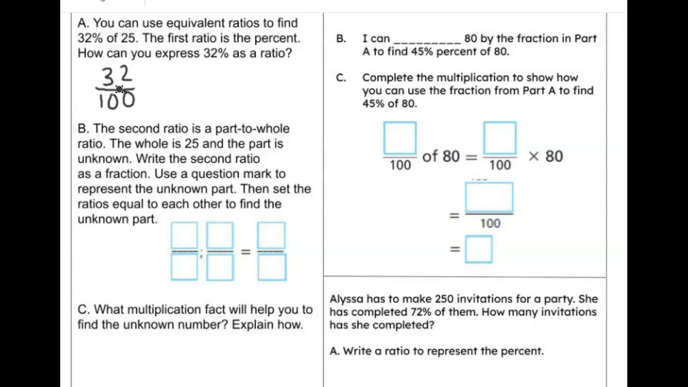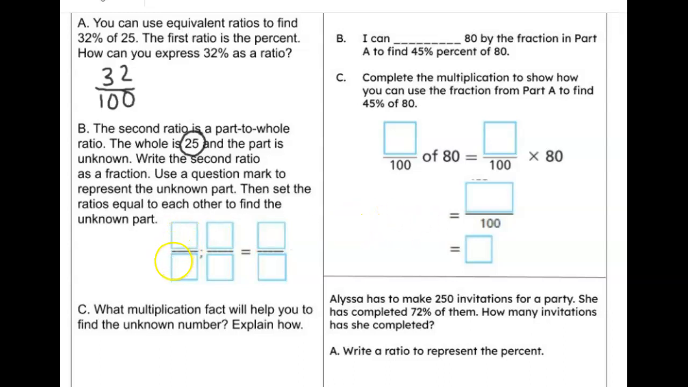The second ratio is a part to whole ratio. The whole is 25 and the part is unknown. We're going to write the second ratio as a fraction. Use a question mark to represent the unknown part and set the ratios equal to each other.